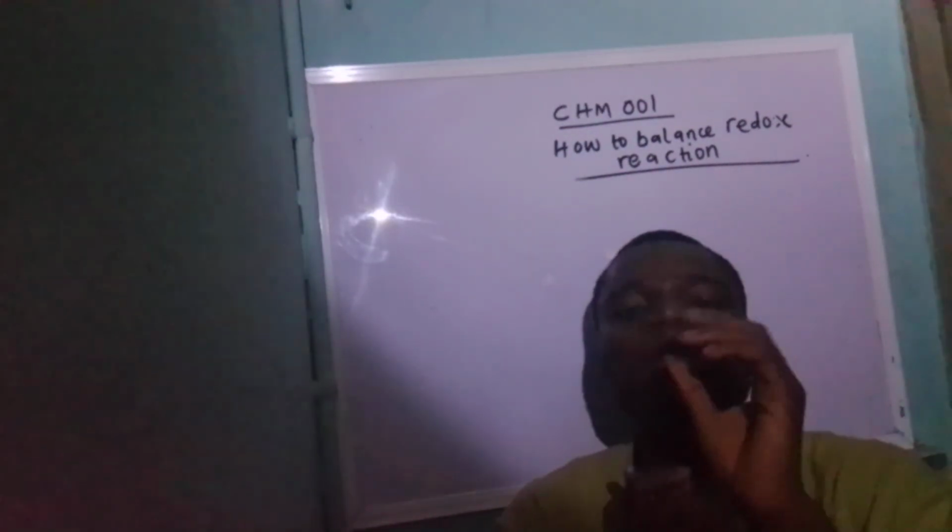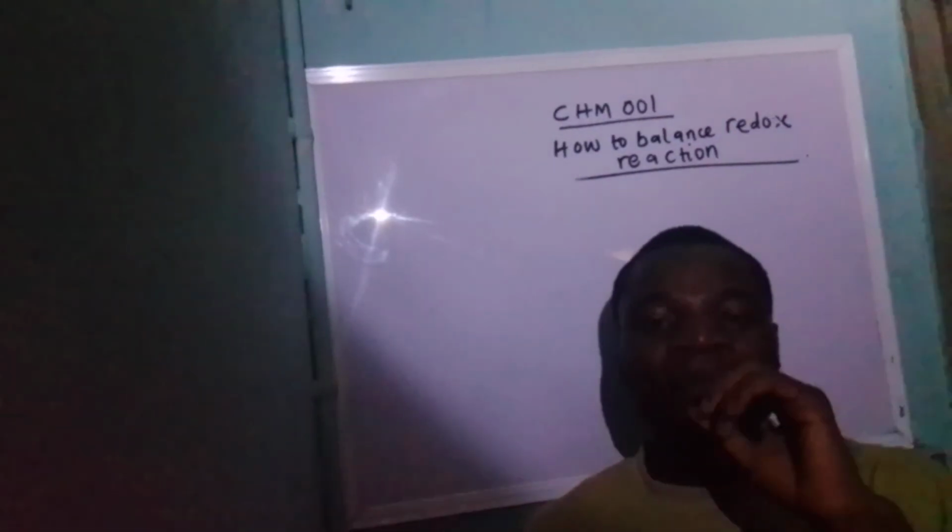Now, how do we balance a redox reaction? Very simple. There are two things that you have to know in balancing redox reactions. There is a topic called ionic equation. An ionic equation is a type of equation that contains ions.